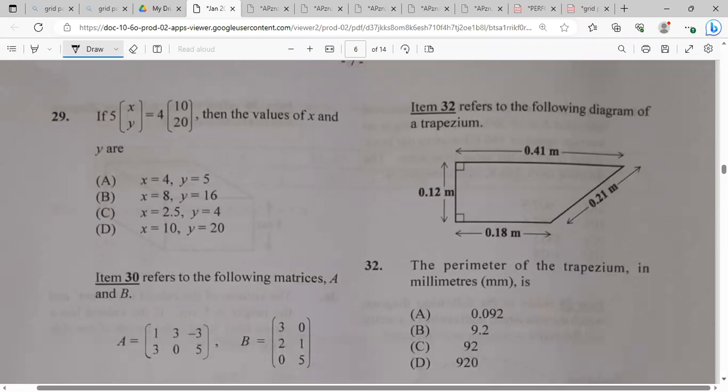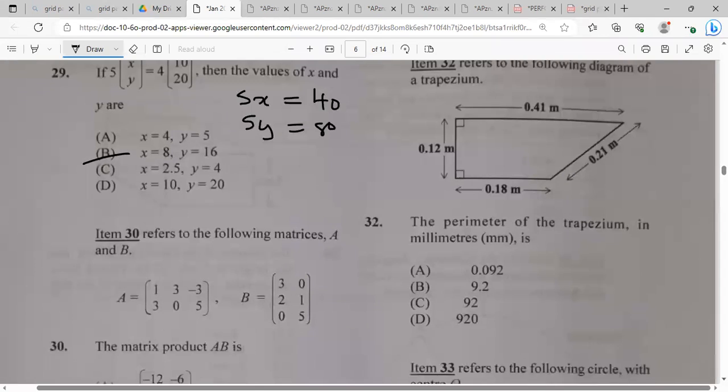All right, if 5 bracket x minus 2 is equal to 4, 10, and 20, then what's the value of x and the value of y? All right, so expand the bracket, we get 5 times x gives us 5x. 5 times y gives us 5y. And we equate that to 4 times 10, which is 40. And 4 times 20, which is 80. You can divide each by 5, that's 8, and that's 16.